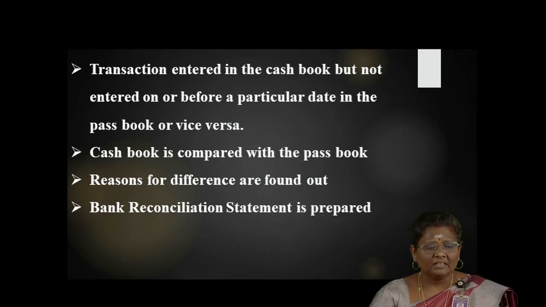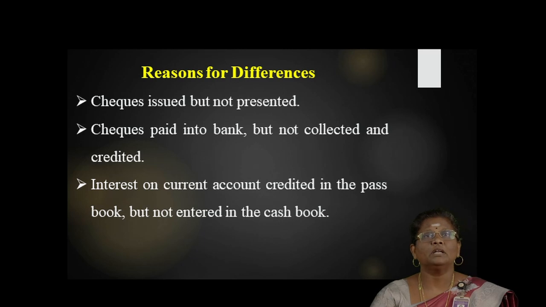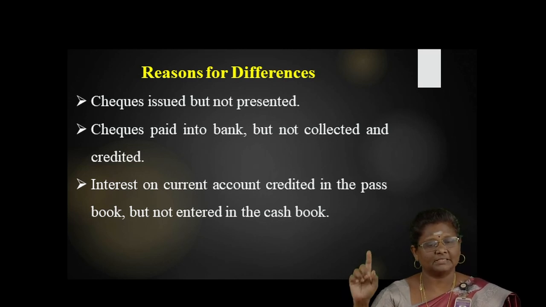Right. What are the reasons for differences? The first reason is checks issued but not presented. For example, we issued a check to one person, but that person does not present it to the banker. In that case, the entries are made only in the cash book and not in the passbook. So the variation, the reason for the difference, is the first one.